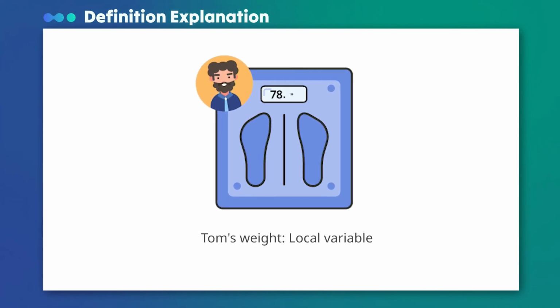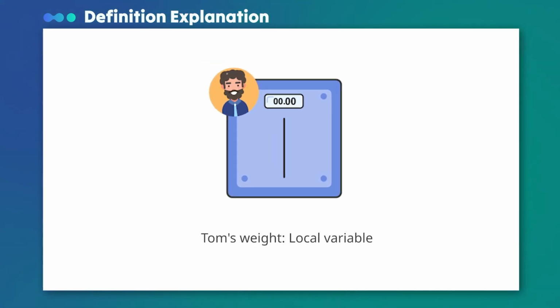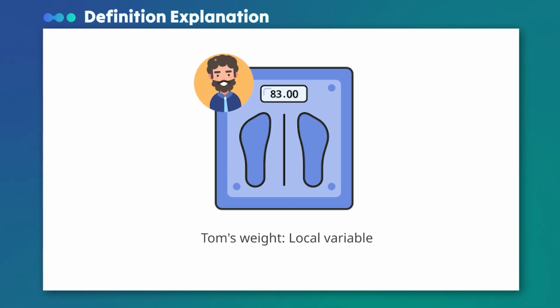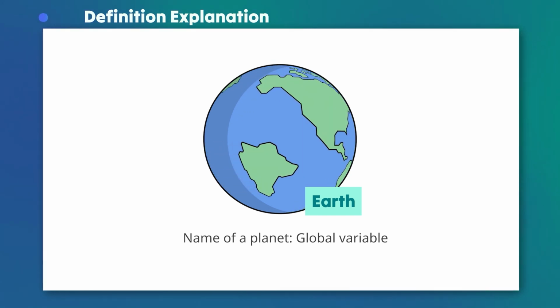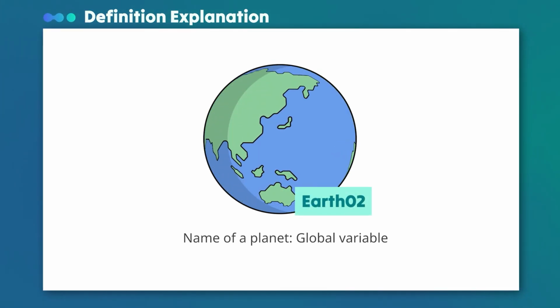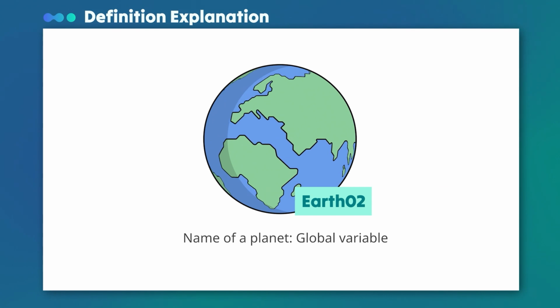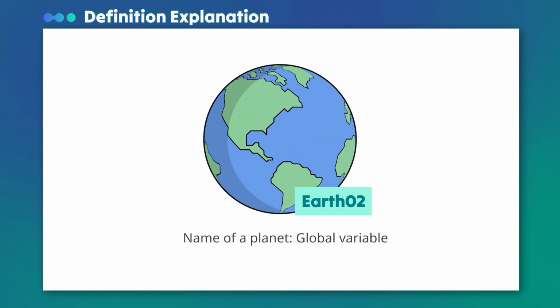For example, Tom's weight is like a local variable that is only controlled and recorded by himself, and its change will not influence other people's weight. On the other hand, Earth's name is like a global variable. If it changes to Earth02, everyone needs to update the knowledge of how to call our planet. This is a difference of scope.